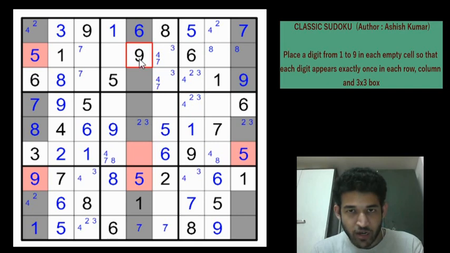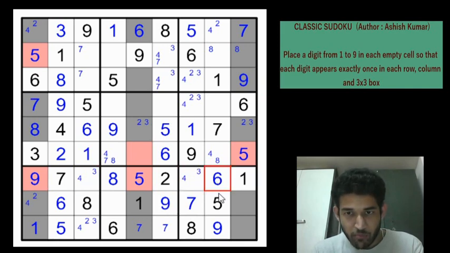Okay, 9 is in column 5 and column 4. So 9 in box 8 can go into one of these 2 cells, but 9 is here, so we get a 9 here. And does that give all the 9s? Yeah, we have placed all the 9s now. We have a 2, 3, 4 pair here.